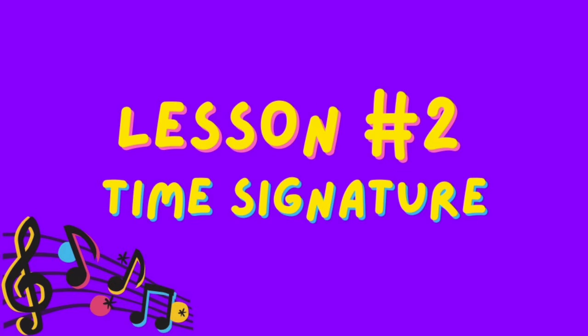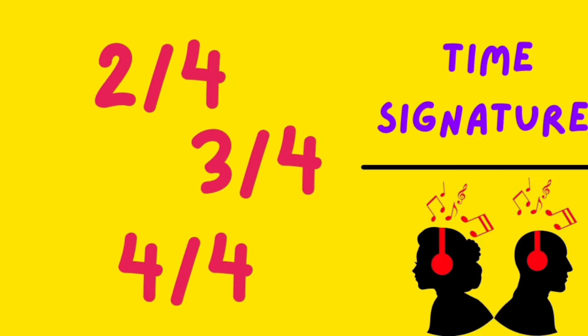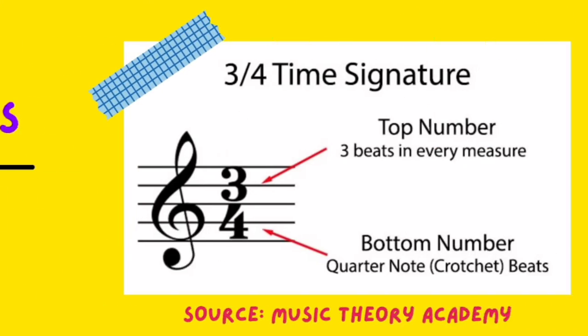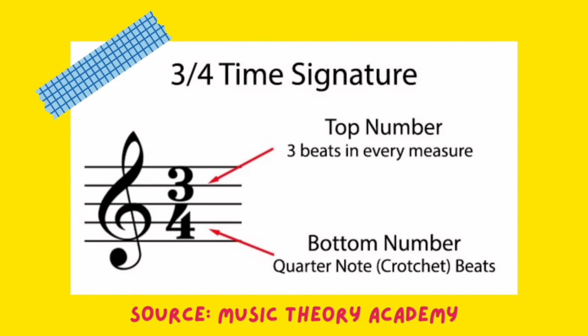On to our second lesson, all about time signature. Have you ever heard of 2/4, 3/4, or even 4/4? Well, those are some examples of time signatures. And whenever we listen to music, these time signatures help us identify the number of beats in a song. Take note, in a time signature, the top number tells us the number of beats per bar, while the bottom number indicates the value of each beat.